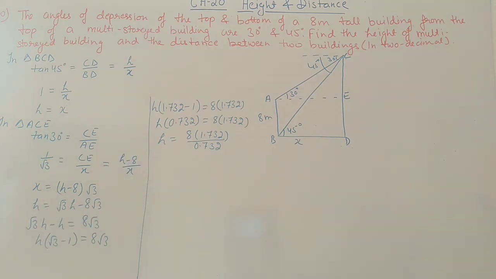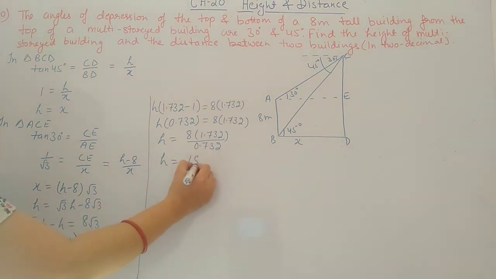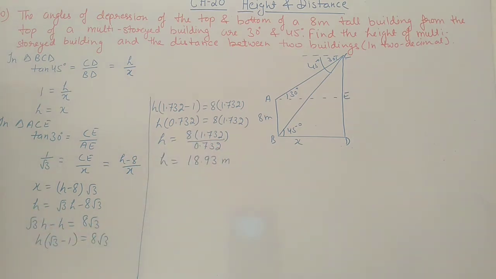H you will get 18.93. H is equal to 18.93 meter. After that you have to find out the value of X also, and from here we know H and X are equal. So because H is equal to X, therefore X also is 18.93. X is the distance between these two buildings.